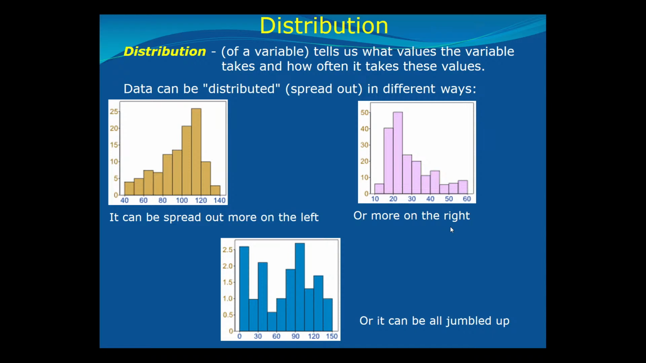Before we go on, we need to understand what a distribution is. This is an important term in statistics. Distribution of a variable tells us what values the variable takes and how often it takes these values. Data can be distributed or spread out in different ways. On these slides, you see different types of graphs. So it can be spread out more on the left or on the right, or it can be all jumped up.